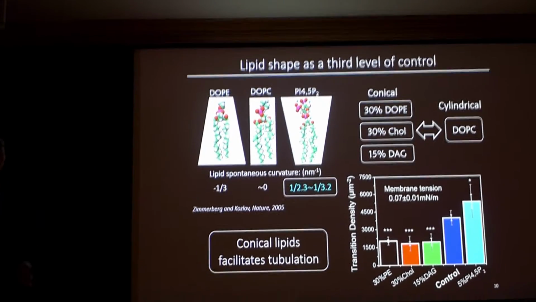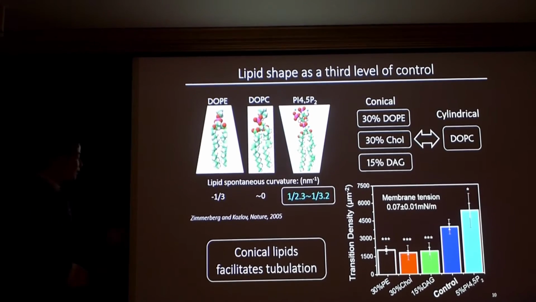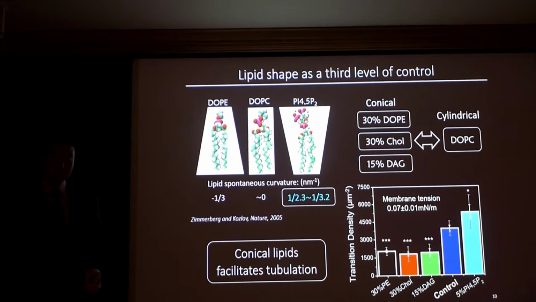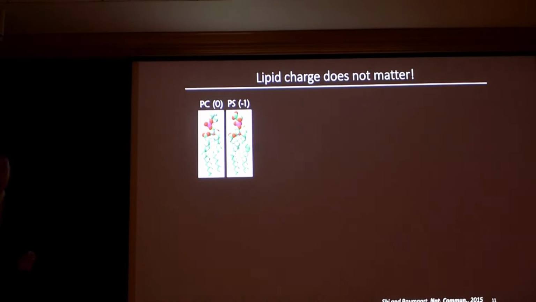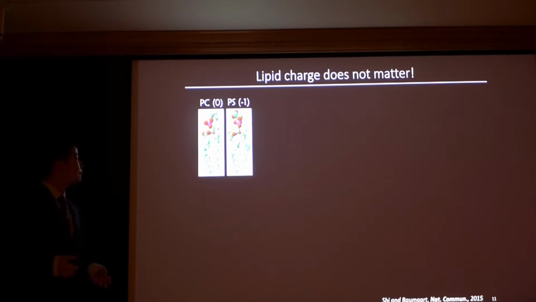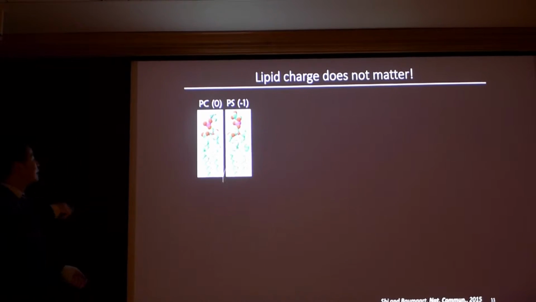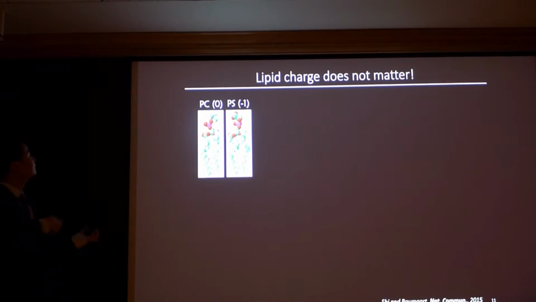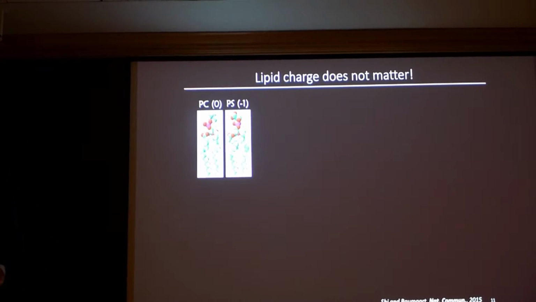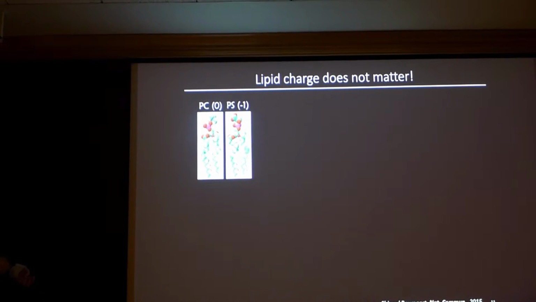And if you're familiar with lipids, you know there's another feature, in addition to lipid shape, that defines different types of lipids, which is the charge of the lipid head group. And in this case, we can roughly define lipids into neutral lipids such as PC, or negatively charged lipids such as PS.